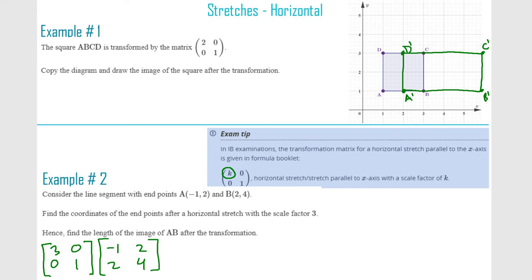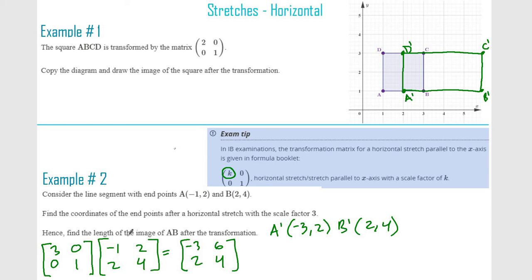Let's see. This should give us... hold on. Oh, sorry, I thought I wasn't looking at the right thing. Okay. -3, 6, 2, 4. Okay, so that is our new points. So A prime is -3, 2, and B prime is 2, 4.